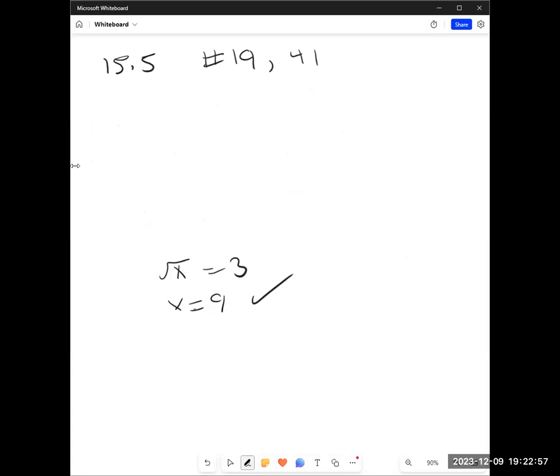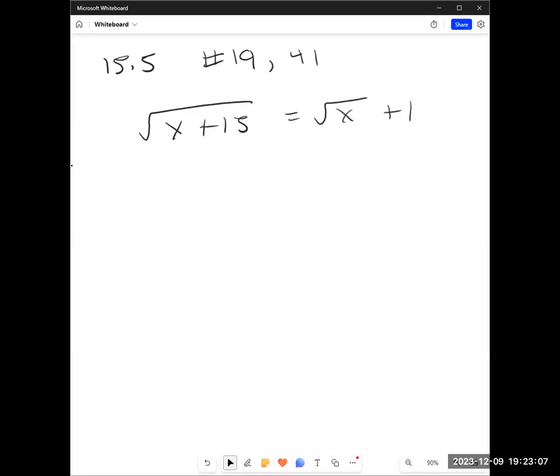We're going to do another one like that now. It's going to be the square root of x plus 15 is equal to root x plus 1. All I did was switch stuff around, so the one with the extra piece was over on the right this time, and the single square root was on the left, but it's very much like the last problem that we did. So we're going to square both sides again.